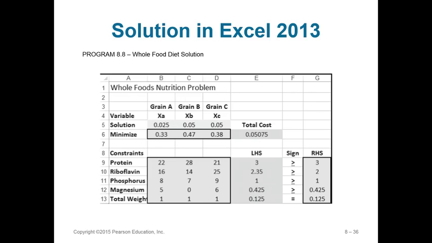And what it says is that you're using 0.025 pounds of grain A, 0.05 of grain B, and 0.05 of grain C. And that your actual cost for this is just over a nickel per serving, based on the costs of 33 cents a pound for A, 47 for B, and 38 for C. And that you have met the protein requirements, you've exceeded the riboflavin requirements, you've met the phosphorus requirements and the magnesium requirements.